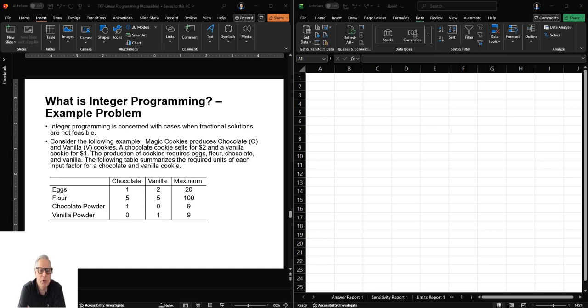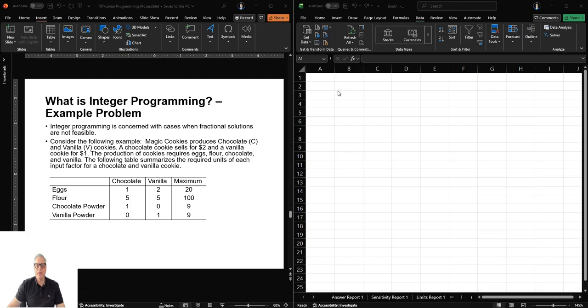So consider the following example. Let's say Magic Cookies produces chocolate and vanilla cookies. And the chocolate cookie sells for 2, so let's say that's the unit profit, and a vanilla cookie for 1. So then the production of cookies requires eggs, flour, chocolate, and vanilla. And the following table summarizes the required units of each input factor for a chocolate and a vanilla cookie.